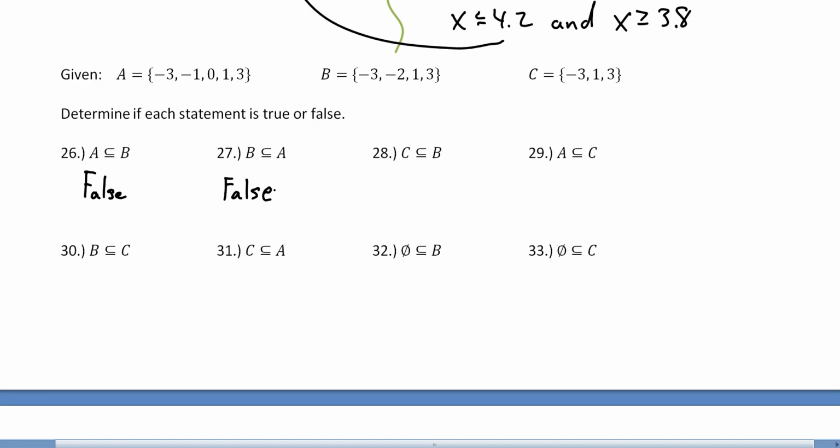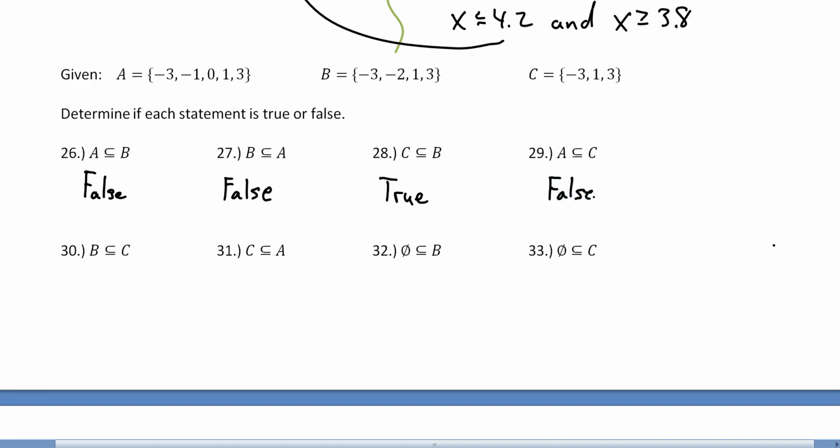The next one says C is a subset of B, so I look at C and say, is all the stuff from C in set B? And when you look, the -3 is there, the 1 is there, and the 3 is there. All the stuff from C is in B. So yes, C is a subset of B. That's a true statement. And then it says A is a subset of C, so is all the stuff from A in set C? And the answer is no, it doesn't have the 0 or the 1 or that kind of stuff, so that's a false statement.